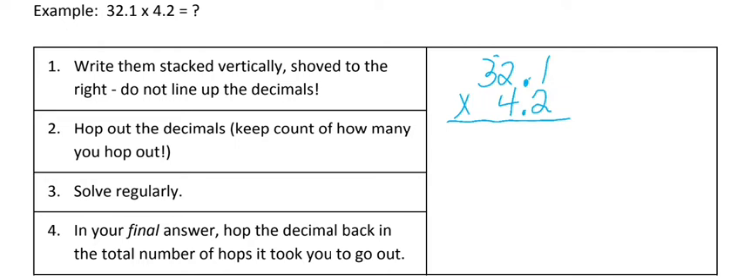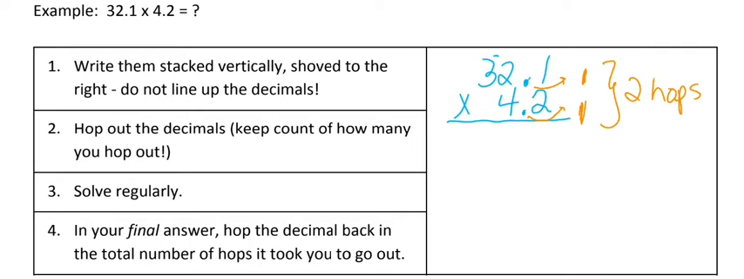Second step is to hop out the decimals. This means that we look at the decimal and see how many it has to go out so that it's no longer in the number. And these both have to hop over one number in order to get out. That's a total of 2 hops. And we'll deal with those at the end of our question. Now we're ready to multiply.